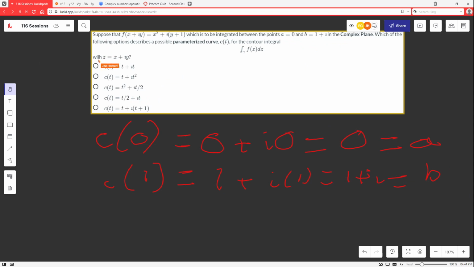So we could tell it's the first one, because these two both work. You can plug in a number to get both A and B for these, and the first one is the simplest. I don't fully understand parameterized curves, but that's how you find the answer to those questions.